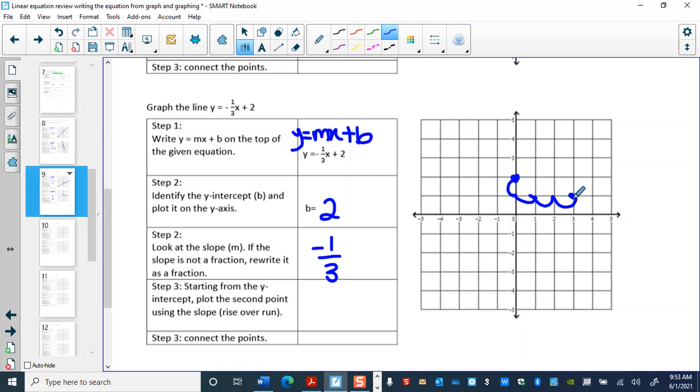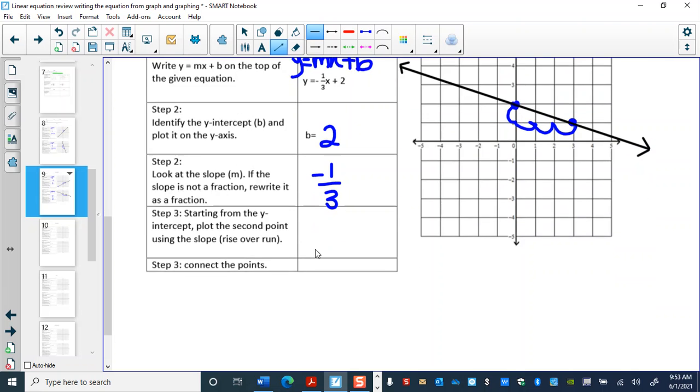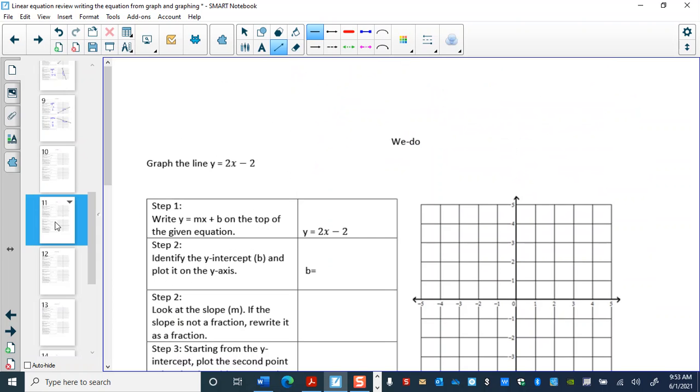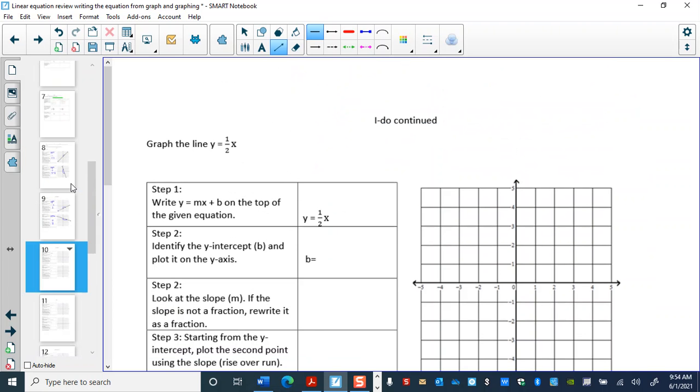Put the second point. And then you connect these 2 points. Make sure you draw the arrow at the end. Okay, so the next questions I want you to try and check the answers with me.